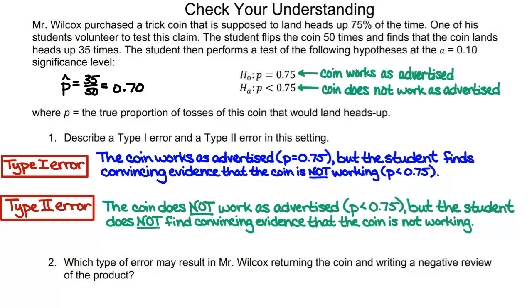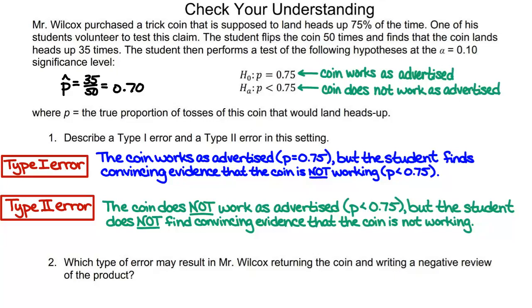Which type of error would result in this person returning the coin and writing a negative review of the product? Type 2 would have you returning it? Type 1. Why? Because type 2, I don't know that it doesn't work. Type 1, I think it doesn't, even though it does. Yeah, type 1 is, I found evidence that it's not working. So I'm ticked off and I'm returning it. This didn't work like you said it did. I want my money back. I'm going to write a negative review of your company.